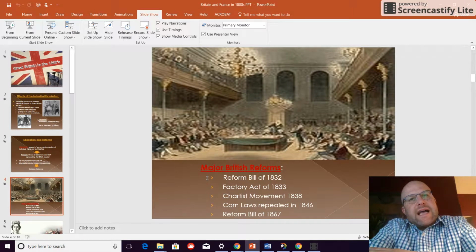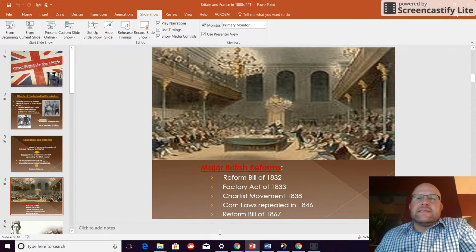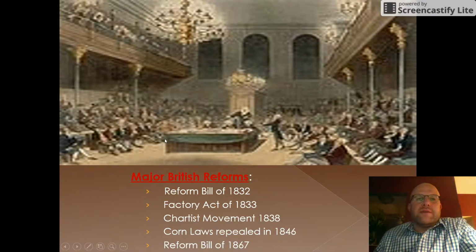Factory Act of 1833. Remember, we did this chart in class, and the Factory Act limited the amount of hours that men, women and children could work. The Chartist movement called for other reforms in the government, such as suffrage, the secret ballot, and women's right to vote. The Corn Laws, which placed high taxes on imported corn, were repealed so that Britain could better feed its population. The Reform Bill of 1867 gave working class men the right to vote. These were some major British reforms that were passed.